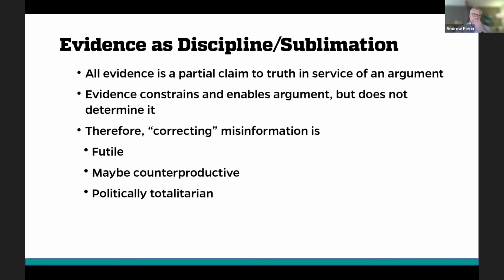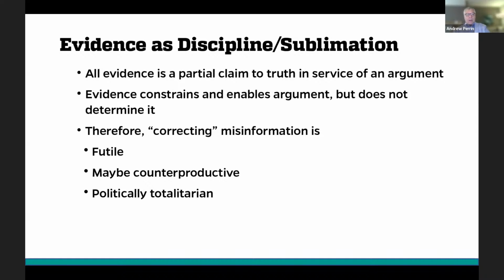All right, so how do we think about evidence moving beyond the information hypothesis and through the Toulmin method? How do we think about evidence then in this context? One is to think of all evidence as being a partial claim to truth in the service of an argument. So we can think about evidence maybe a little bit more like evidence in a courtroom than we might think of as evidence in a laboratory. Evidence constrains and enables argument. There are some arguments you just can't make in the presence of good evidence, but it does not ever determine it. The argument has to be made separately from the evidence it's based on.